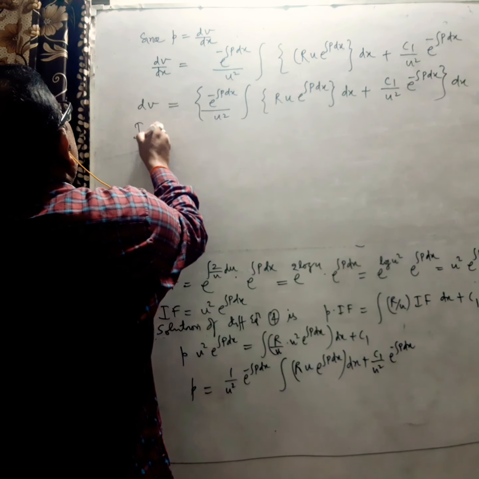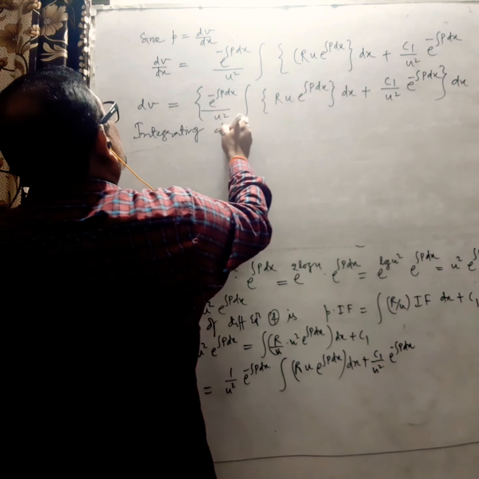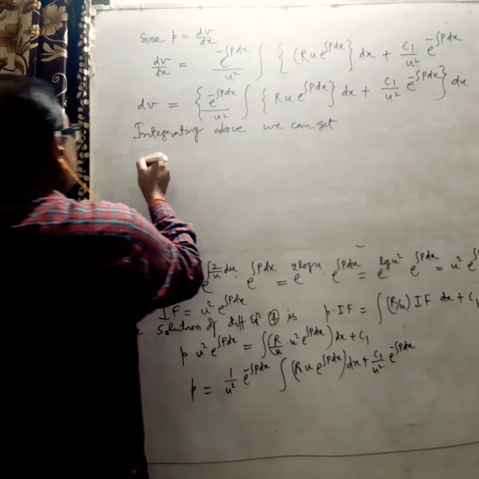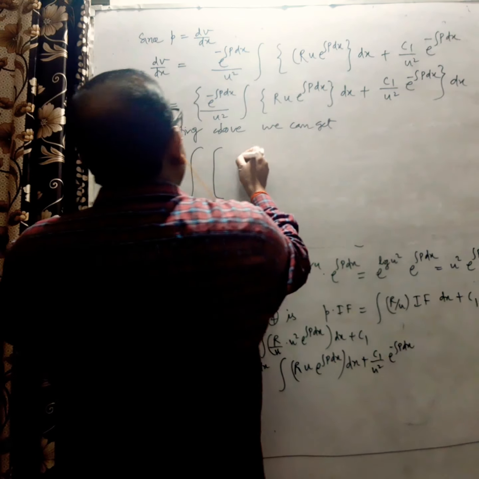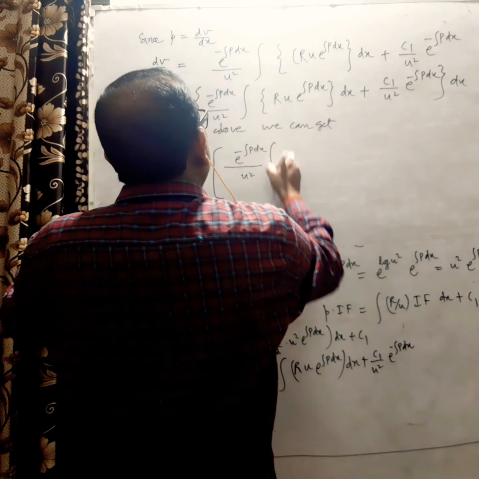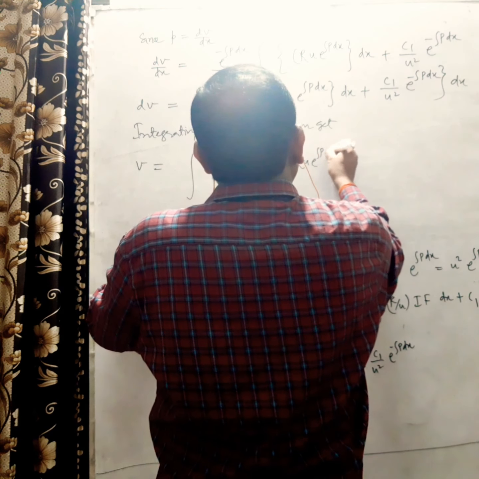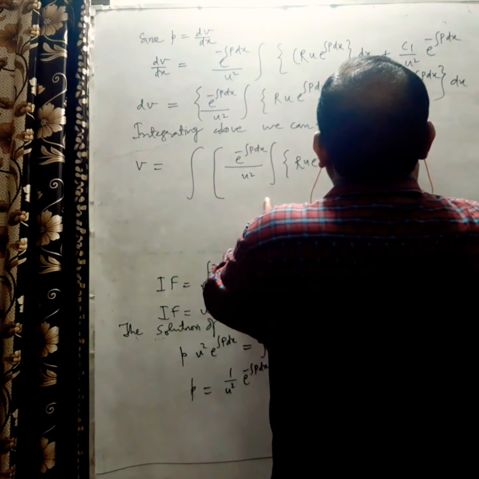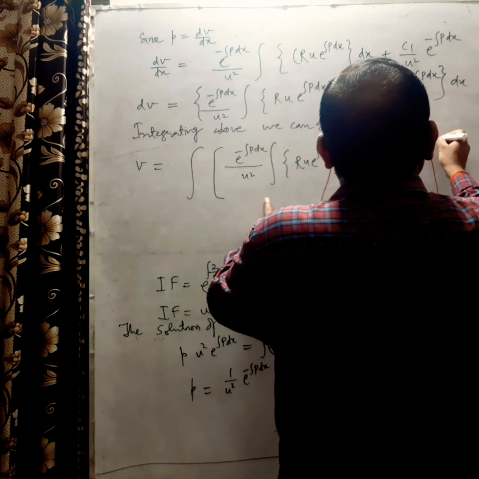Integrating above, we get v is equal to entire integration e to the power minus integral p dx upon u square, integration r u e to the power integral p dx integration dx plus c1 upon u square e to the power minus integral p dx.